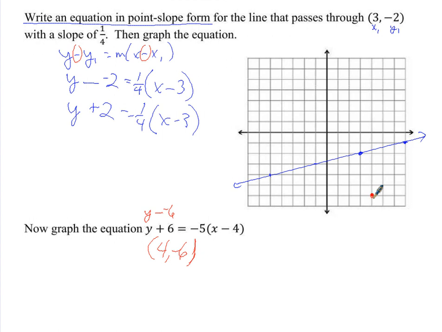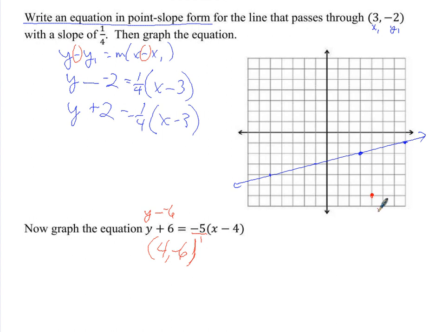And then we use the slope of negative 5, which is the same as negative 5 over 1. Remember, I recommend you do that until you understand that a negative 5 slope is a rise of negative 5 and a run of how much? 1.